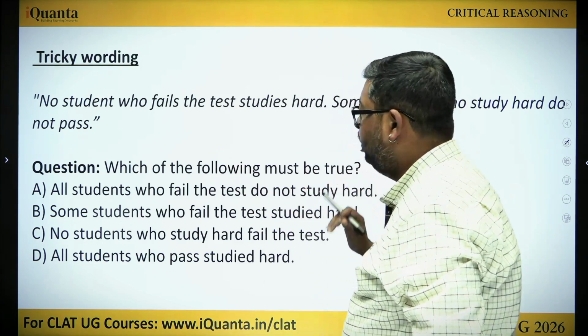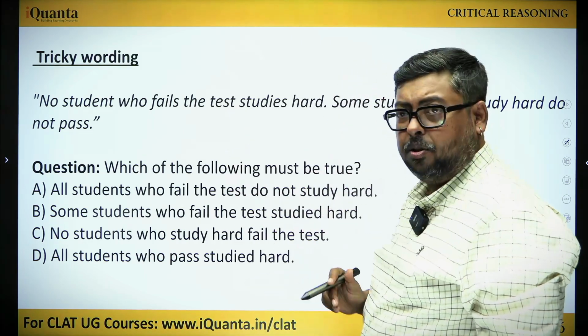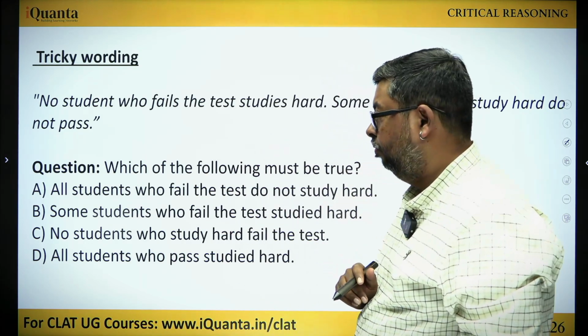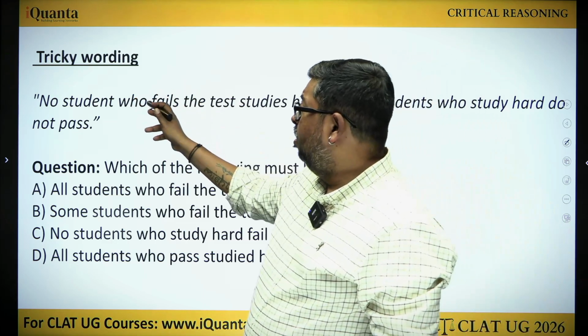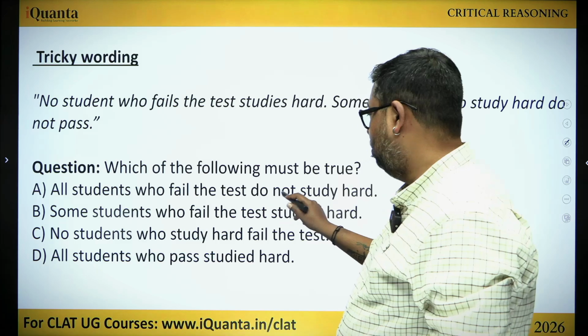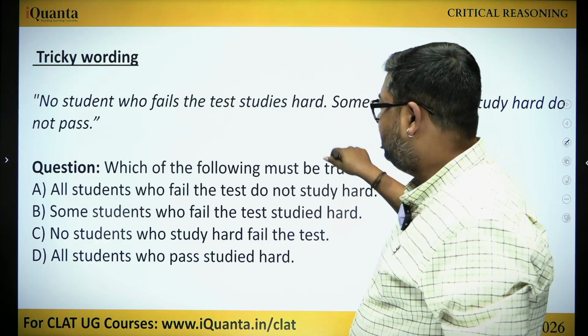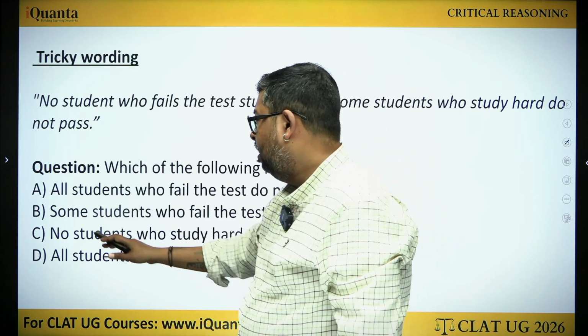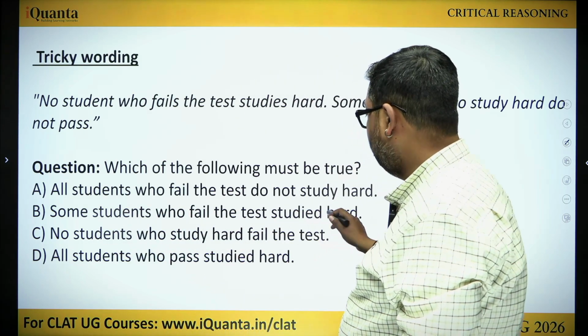Which of the following must be true out of these? Let's read the first one. All students who fail the test do not study hard. No student who fails is almost like all students, right? All students who fail the test do not study hard. This is actually going across with the first statement, right? Okay, I'll take that.